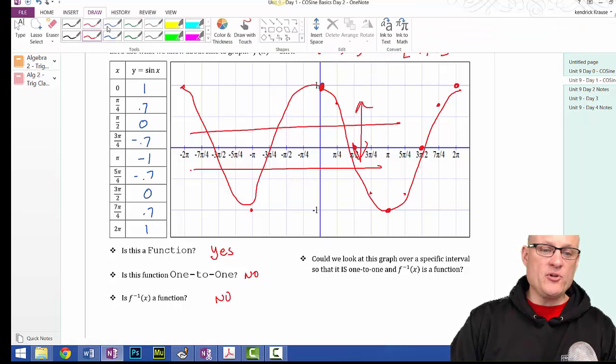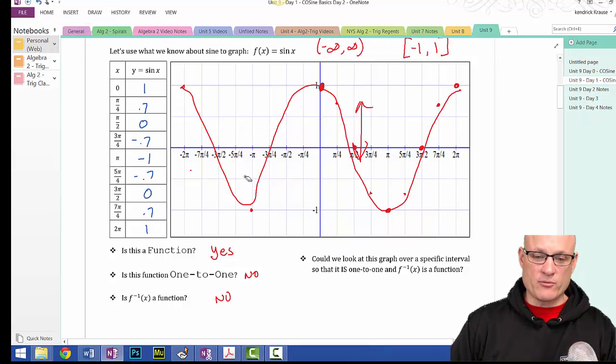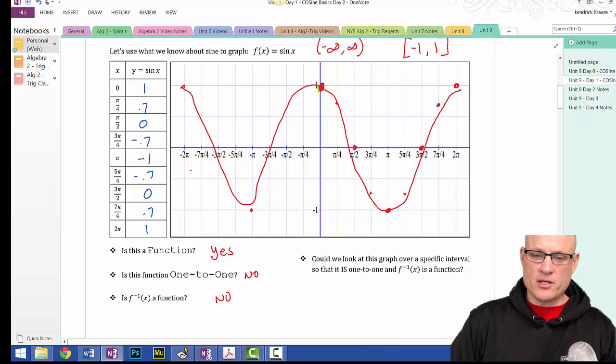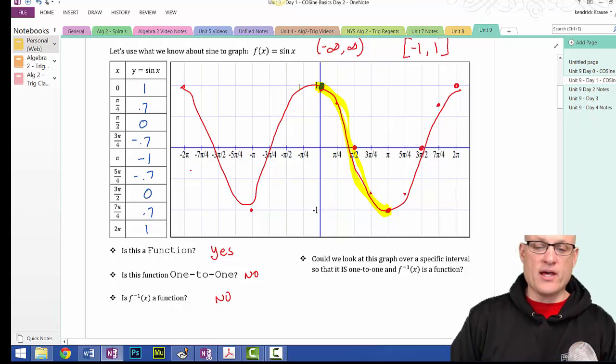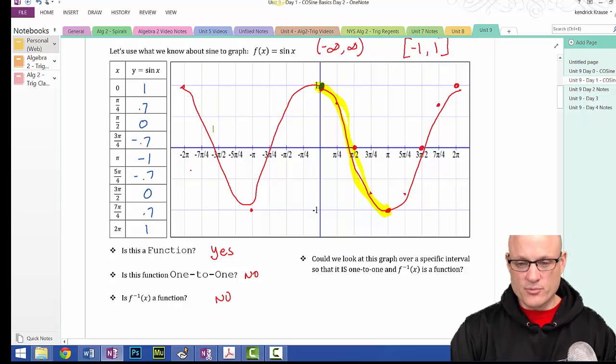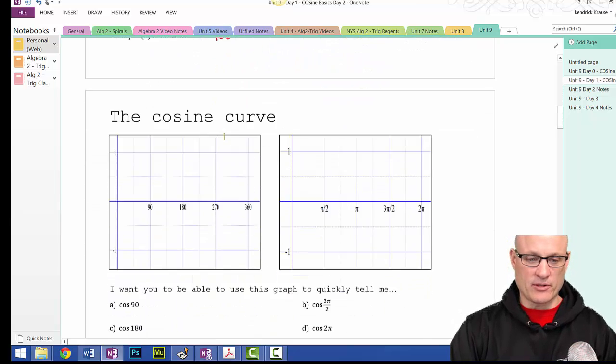But if I really quickly talked about restricting the domain here, let's say I restricted the domain to just this part of it, from 0 to pi, then yes, it would be a function and its inverse would be a function. But let's not get into that today. We just want to talk about this curve.